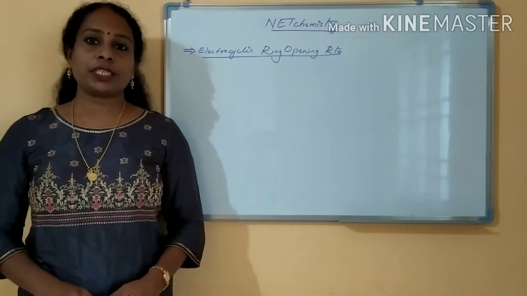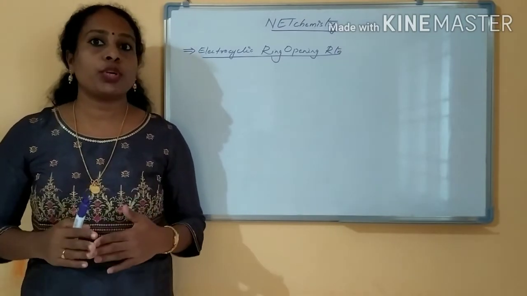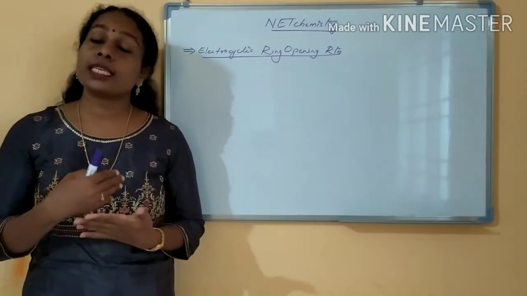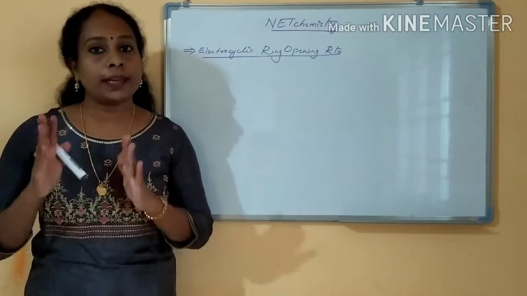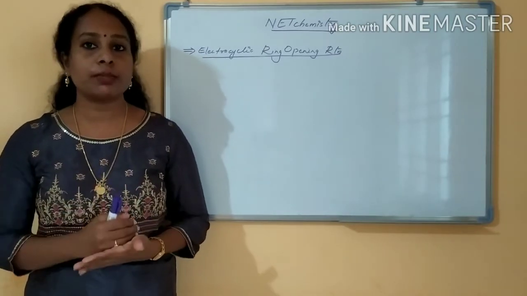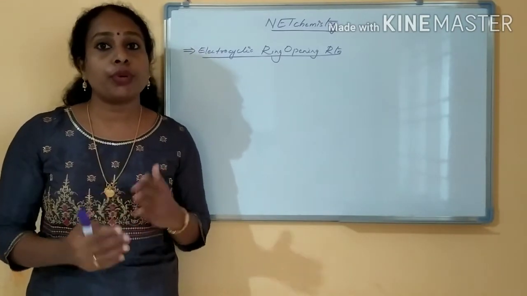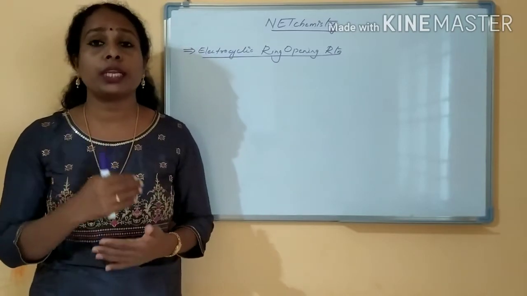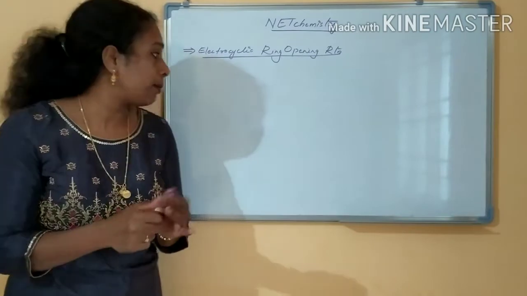We were seeing electrocyclic ring closure reactions, right? In the last video we were discussing electrocyclic ring closure reactions. Today we will see how electrocyclic ring opening happens. Both electrocyclic ring opening and ring closure reactions are reversible reactions. So whatever rotatory mode you have taken for the ring closure reaction, the same rotatory mode you have to take for the ring opening reaction. Shall we see how it comes?